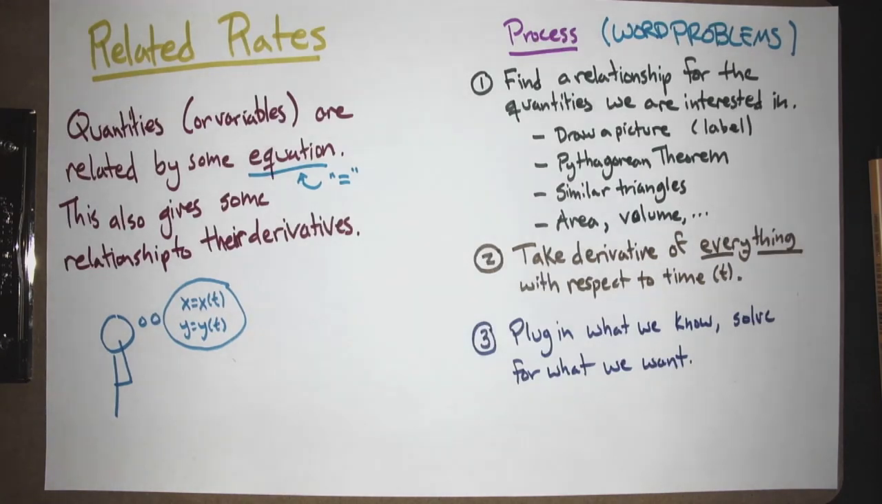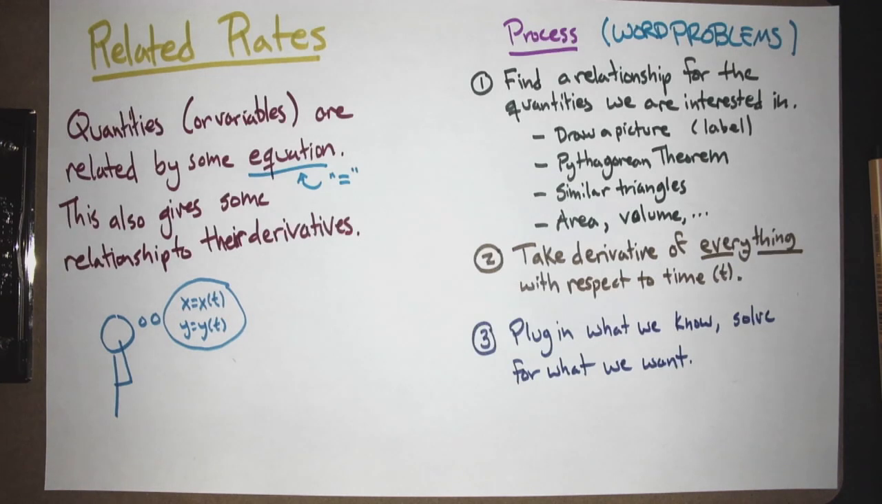So what's our process for the word problem? Well, we find a relationship for the quantities we are interested in. How do we do that? Usually it involves drawing a picture. Doesn't always, but it's a good place to start. Look for a couple of key things. Pythagorean theorem, they love the Pythagorean theorem. Very popular. Similar triangles, very popular. And we'll see examples of that. They look for things like area formulas, volume formulas, more or less very basic things. You have to practice, but nothing too surprising.